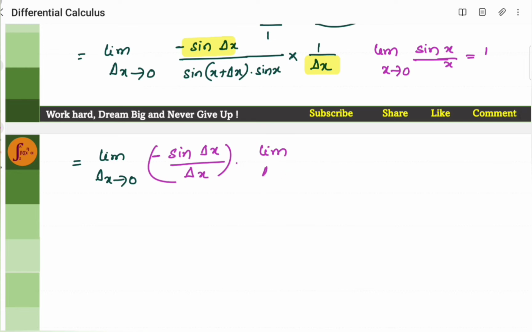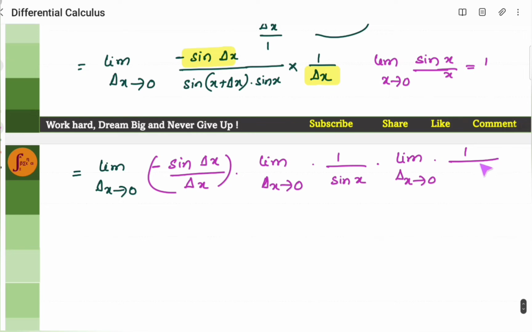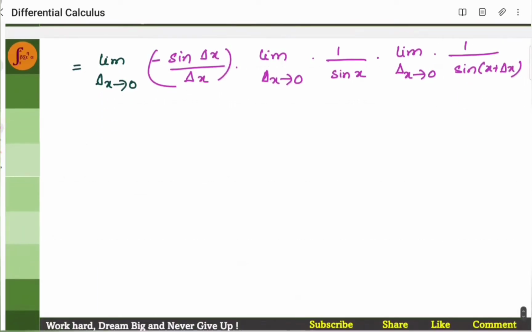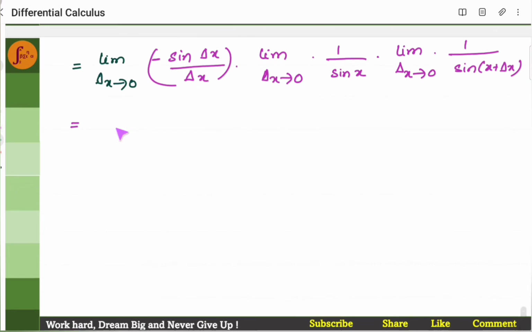Into limit, I'll split it, of what we have left. We have this 1 by sin x into limit delta x tending to 0 into 1 by sin of x plus delta x. Basically, I've split all the terms here, right? We can directly do it. Just to avoid the confusion, I have split it. This one, sin delta x by delta x, is nothing but 1, right? So this is 1 minus 1 because minus is here, into, here it's 1 by sin x. There is no delta x here at all.